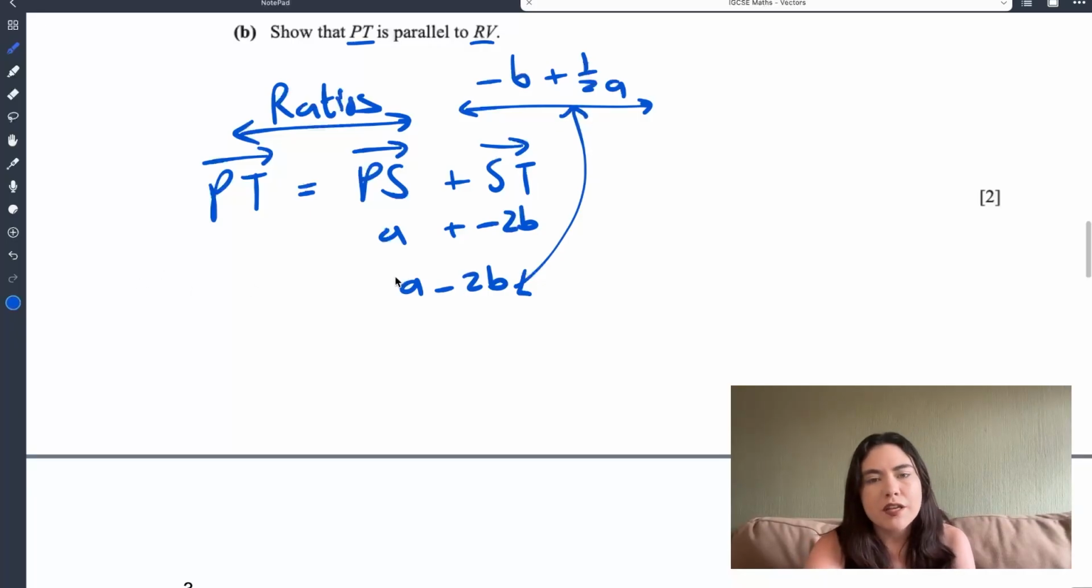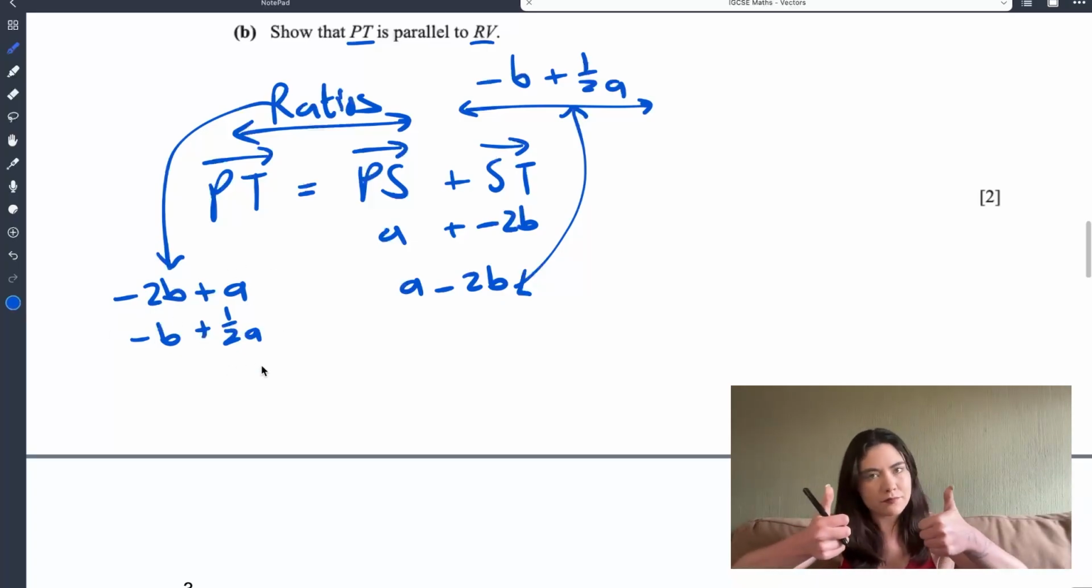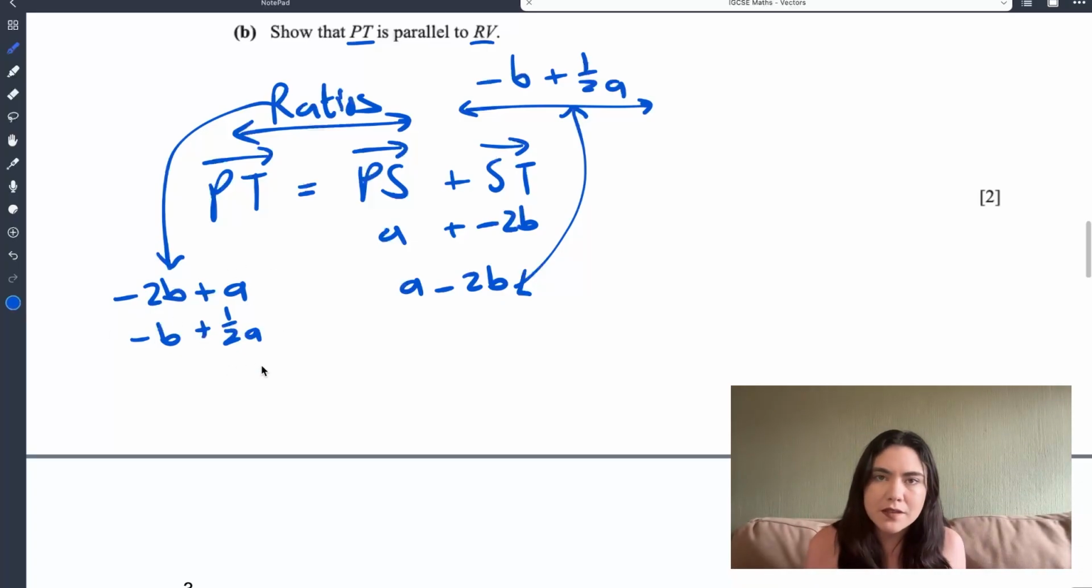We now need to compare these two lines. So I'm just going to rearrange this formula so that the b's are in the same place and the a's are in the same place. But the idea here is, I don't know if you can spot it, but remember I said to you that it's all about ratios. So they're in the same direction because the b is negative and the a is positive. Check one. But they have to be in the same ratio in order to be parallel.